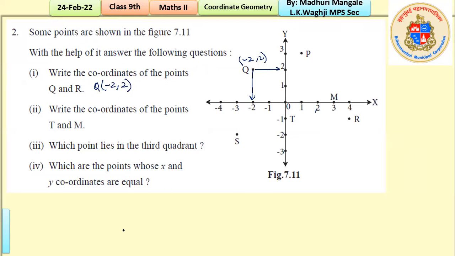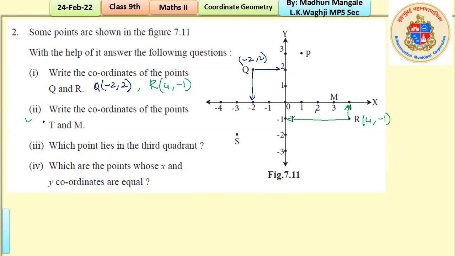Next is the point R. Check what is the x coordinate first. For R, moving towards the x axis, it's 4. And what is the y coordinate? It's -1. So we have the coordinates for point R, 4, -1. Now for this type of question, you don't have to draw this diagram on the question paper itself. You can just do some markings like this and you can identify the coordinates. No need to draw this entire thing.